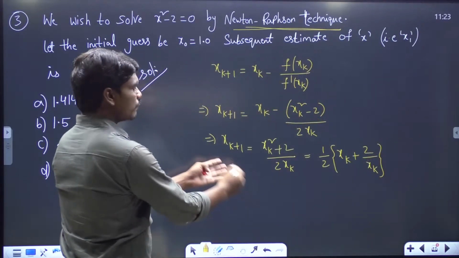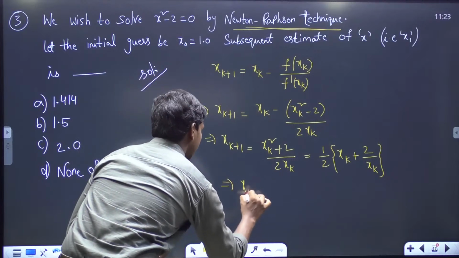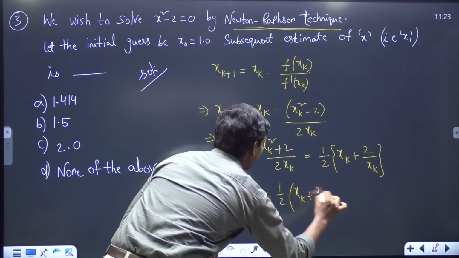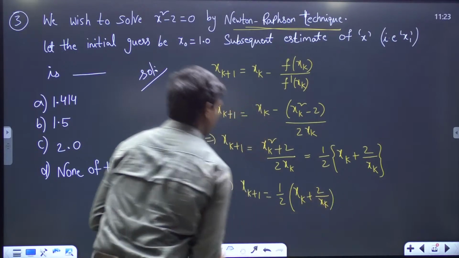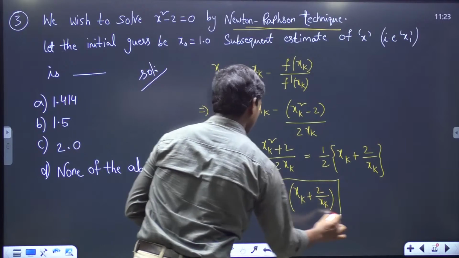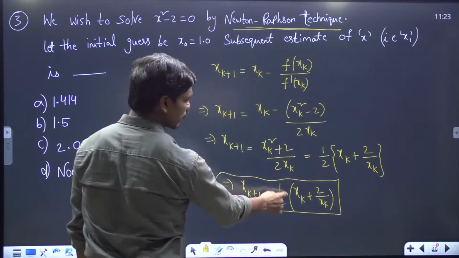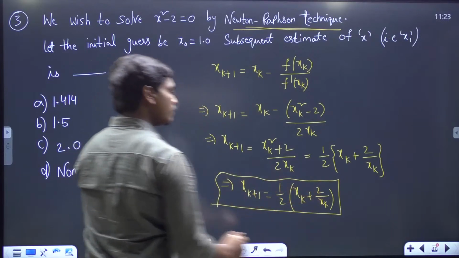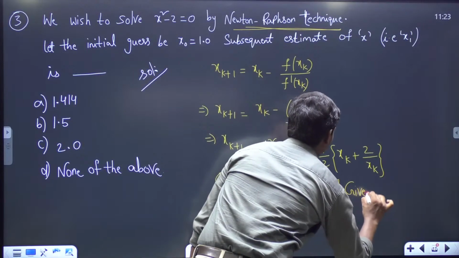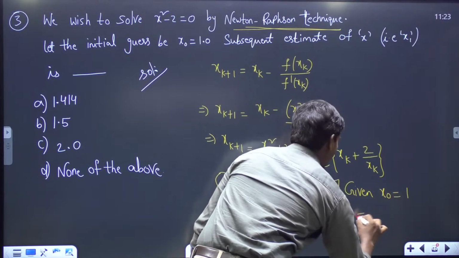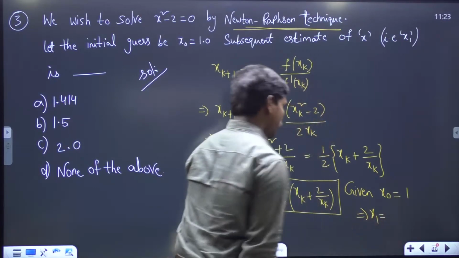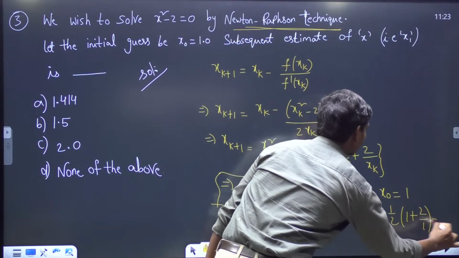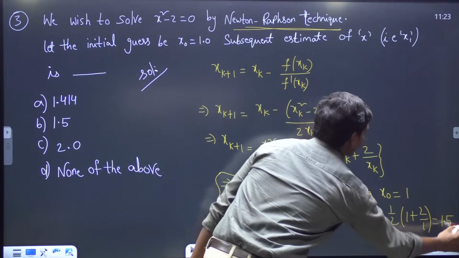So now we got the iteration formula as xk plus 1 is equal to half into xk plus 2 by xk. This is the normal iteration formula we got before, 1 by 2 into xk plus b by xk, where b is any number. Now, given x naught is equal to 1, what happens to x1? x1 is equal to 1 by 2 into 1 plus 2 by 1, which is 3 by 2, and the answer is 1.5.